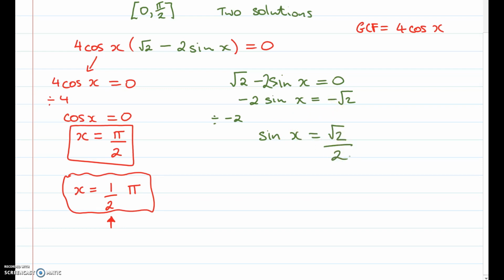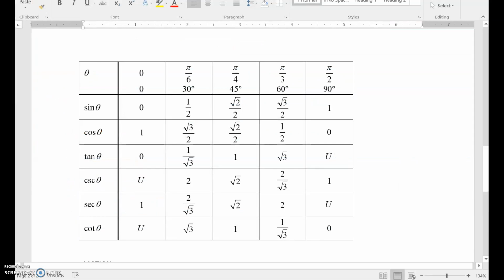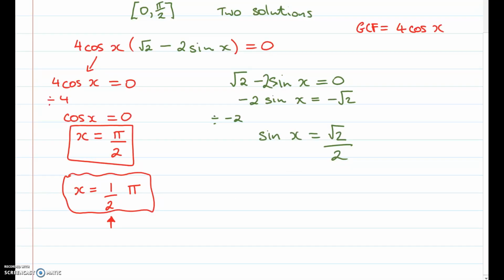And if you don't remember where that is, you can do it with the chart, or you can check your unit circle, whatever way you learned to do it. I do it by a chart. Root 2 over 2 is right here. And you can see the angle that gives you root 2 over 2 for sine is pi over 4. So let's go back here. And that would mean x is equal to pi over 4.